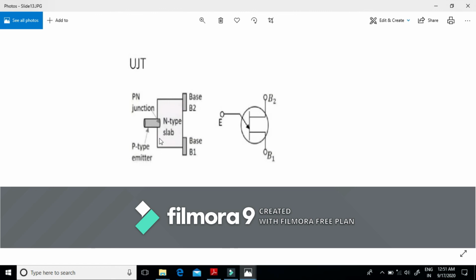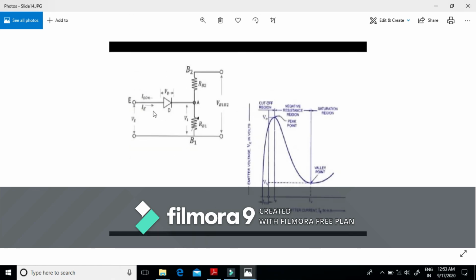This UJT is a three-terminal, two-layer PN device. It has N-type semiconductor between two base terminals B1 and B2 with small p-type doping at the emitter terminal. That means we have three terminals: one is this p-type emitter terminal, another is this base B1 terminal, and the third is this base B2 terminal. The emitter terminal divides the inner base into two parts, RB1 and RB2. It's symbolically represented by this diagram, and its equivalent circuit is shown in this diagram.